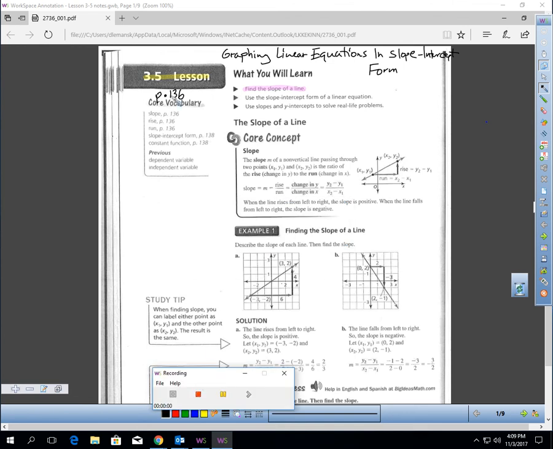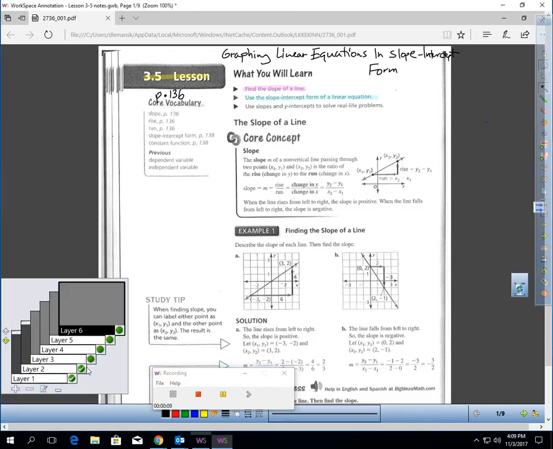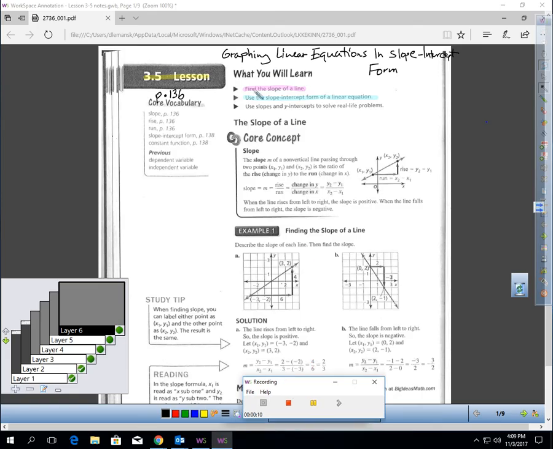This is lesson 3.5, page 136, graphing linear equations in slope-intercept form. In this lesson, you will learn how to find the slope of a line, how to use slope-intercept form of a linear equation, and how to use slopes and y-intercepts to solve real-life problems.